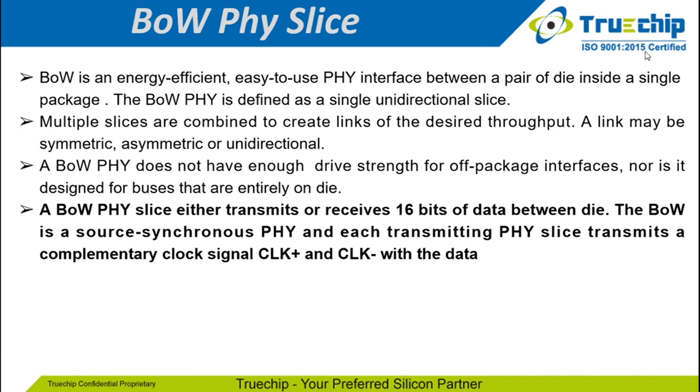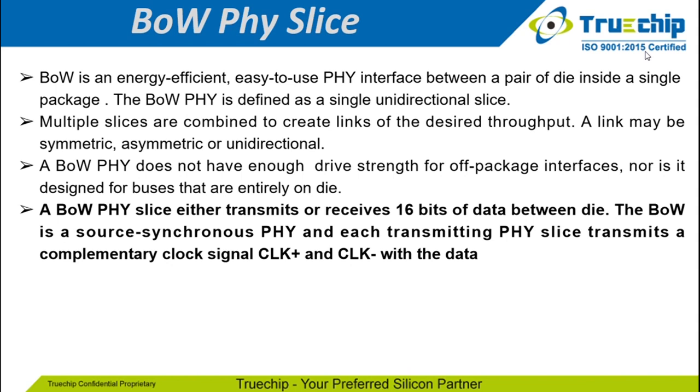So here is the BoW PHY slice. BoW is an energy efficient, easy to use PHY interface between a pair of die inside a single package. The BoW PHY is defined as a single unidirectional slice. Multiple slices are combined to create links of the desired throughput. A link may be symmetric, asymmetric, or unidirectional.